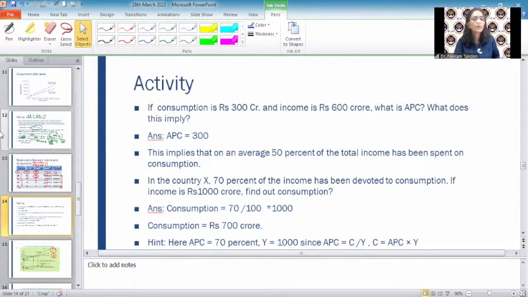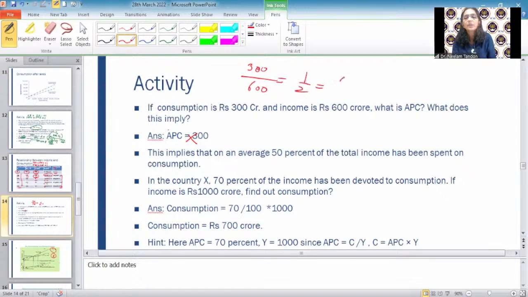अब इसमें एक क्वेश्चन आपको दिया है, एंड आई बिलीव हर्ष हैड पॉइंटेड आउट दिस करेक्टली, कि इसमें एपीसी क्या है? एपीसी इज एवरेज प्रोपेंसिटी टू कंज्यूम। एवरेज प्रोपेंसिटी टू कंज्यूम इज कंजम्पशन बाय इनकम। कंजम्पशन कितना है आपका? 300 करोड़। इनकम है आपकी 600, दिस इज 1/2। एपीसी कितना हो गया? 0.5। ओके, सो 50% of the total income you will consume, 0.5. That is what it means basically.